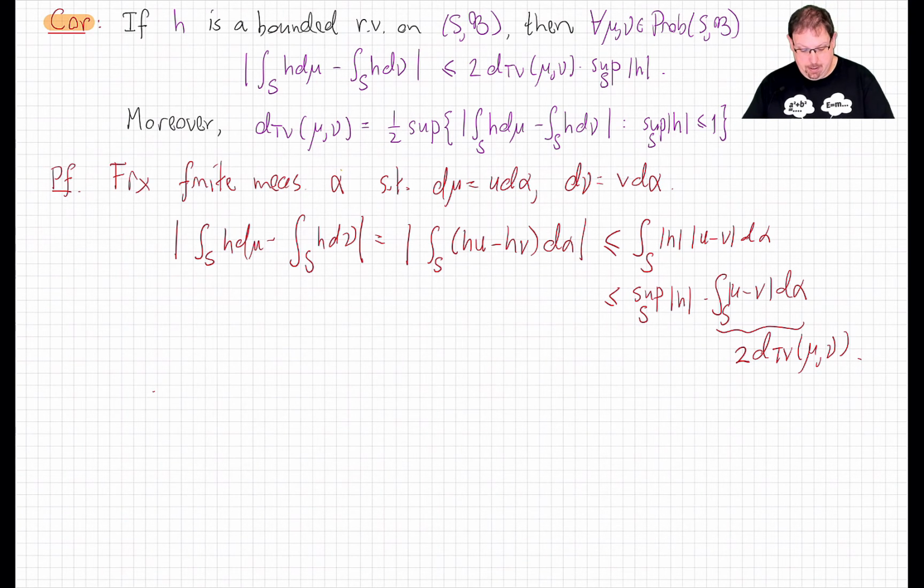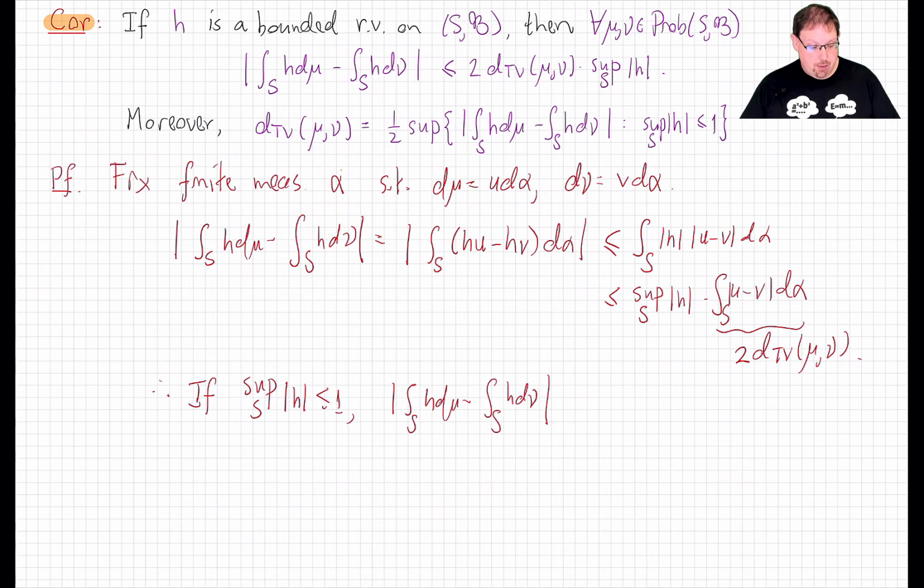And in particular, that means that if I take any measurable bounded function whose supremum is less than or equal to 1, then the absolute value of the difference between the integrals of h against mu and nu will be less than or equal to 2 times the total variation distance between mu and nu. And that provides one inequality here.